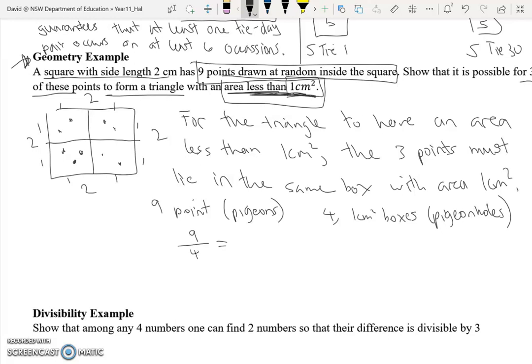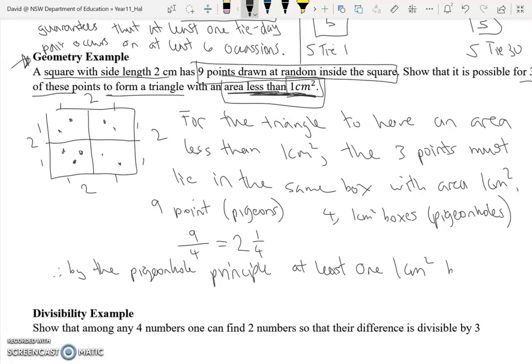Next we're going to use the generalized pigeonhole principle. So let's write the fraction as a mixed numeral. So that's 2 and a quarter. Okay, so we've got a 2 with a remainder of 1. So therefore, by the pigeonhole principle, at least one 1 square centimeter box has at least 3 points in it.